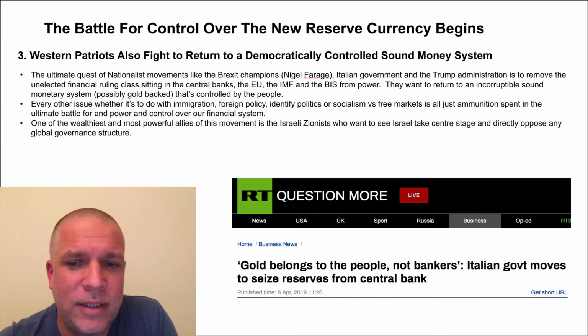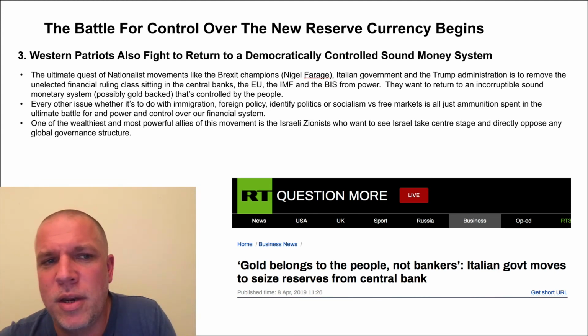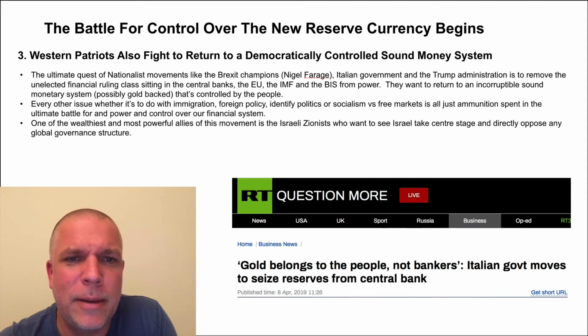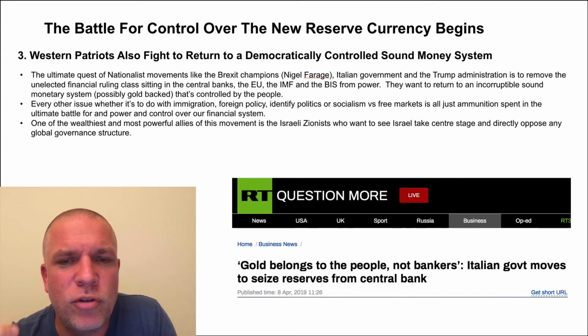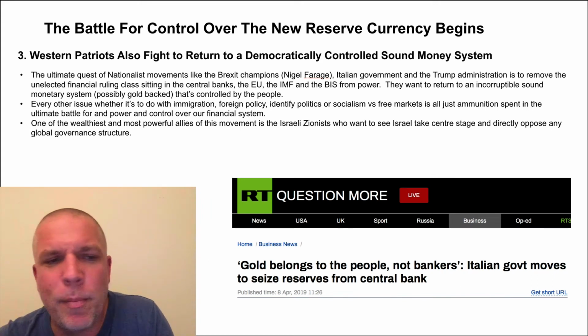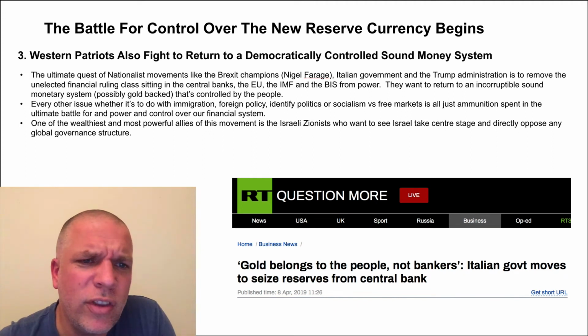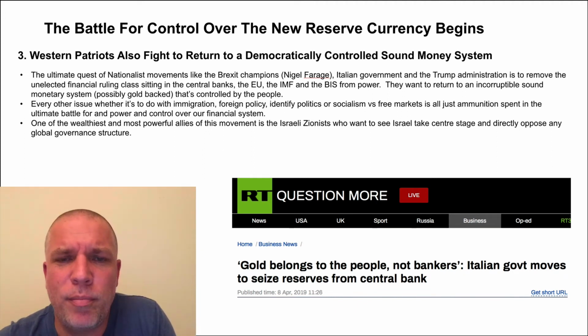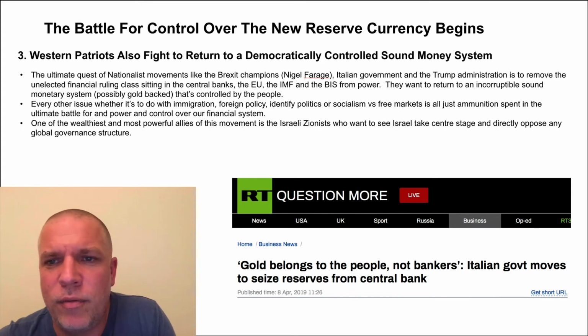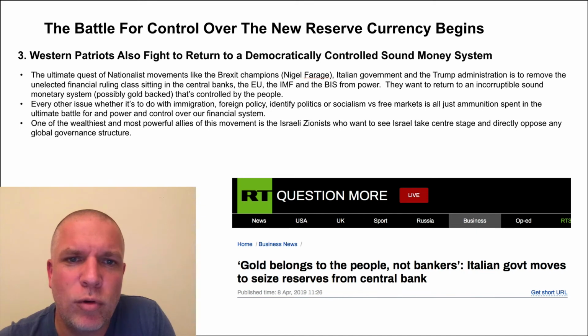And there's a third player, and this player is harder to define, but I've called them the Western Patriots. They're a group of people in the West who want to return to a democratically controlled sound monetary system, such as we used to have. This includes nationalist movements, the Brexit champions, Nigel Farage and others. It includes the Italian government, obviously includes the Trump administration, and there's a real uprising. You can call it populism, whatever you want to call it, but it's really against the financial ruling class, who have abused this financial system for their own ends, their own means.